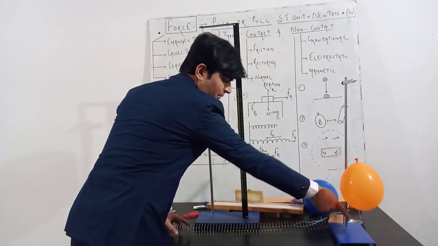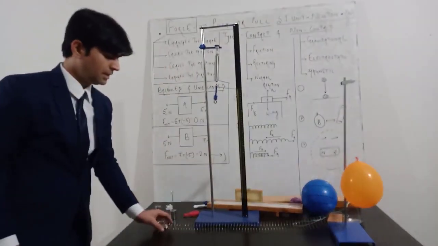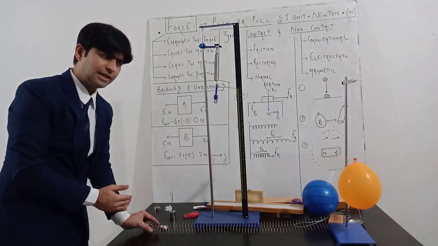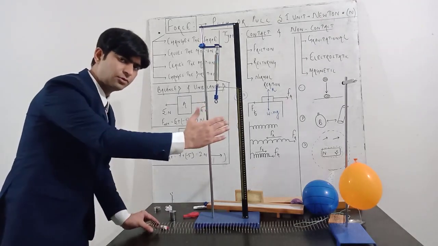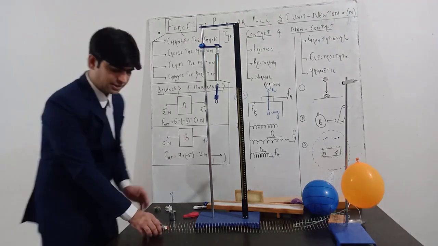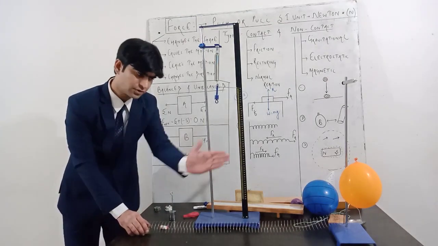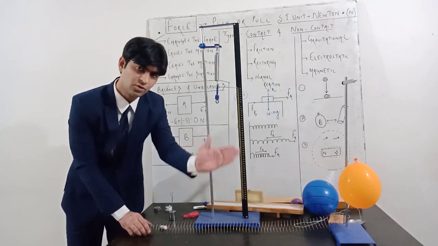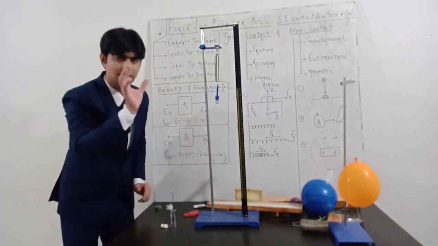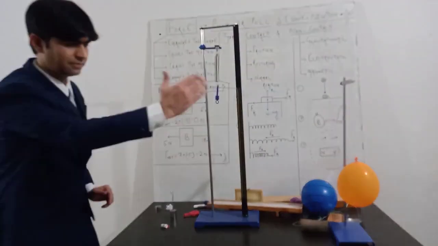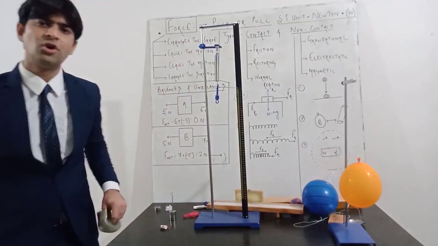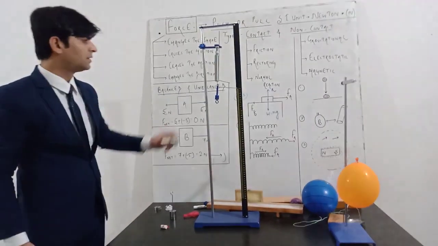If you are able to see this spring, I have just stretched it here, and if I release it, it automatically goes back to the original configuration. This is the direction of applied force. I am stretching in this direction, so the restoring force will develop in the opposite direction. As soon as I release it, it automatically restores the original configuration. So this is the restoring force, which is also a kind of contact force.